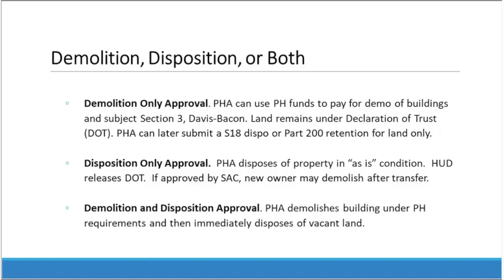Last one is the combination of demo and dispo. So here the Housing Authority wants to demolish the property while it is owned by the Housing Authority, while it is controlled by a HUD DOT, and with the use of public housing money. After the building comes down, then the transfer of vacant land would occur.